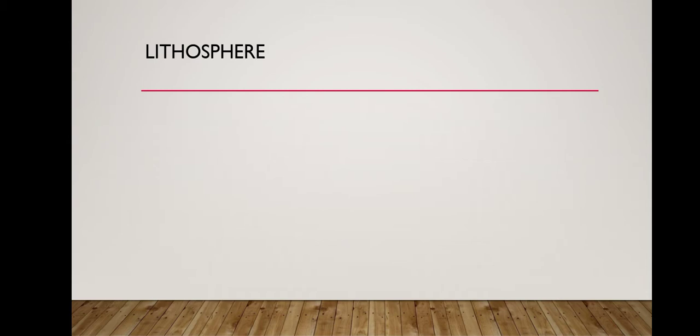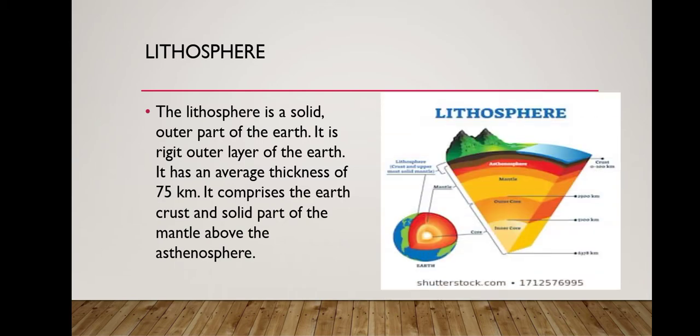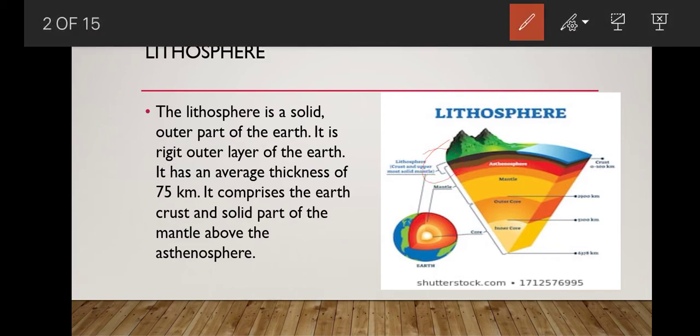Before knowing the interior of the earth, we should know what the lithosphere is. A lithosphere is a solid outer part of the earth. It is a rigid outer layer of the earth. It has an average thickness of 75 km. It comprises the earth's crust and the solid part of the mantle above the asthenosphere. Here you can see a picture of the lithosphere. This part only is known as the lithosphere.